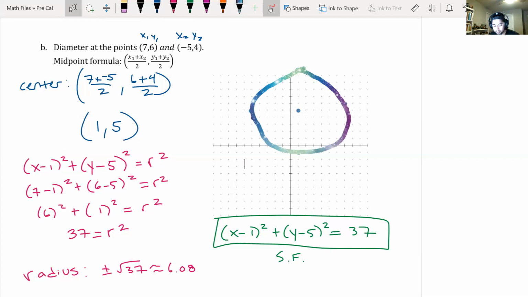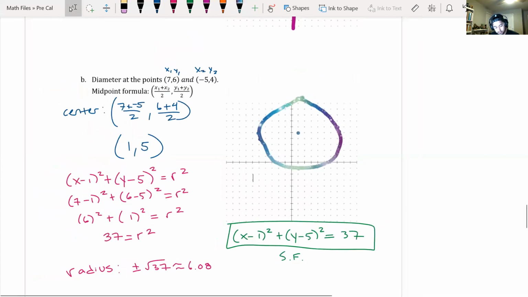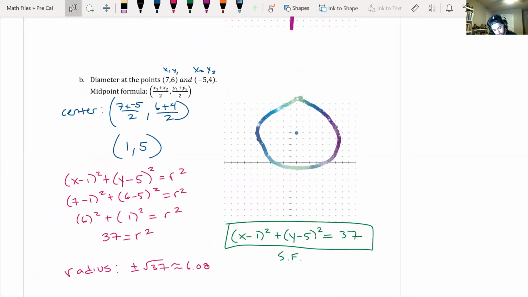Good question. Yes, go ahead. Could you use either point, like the first one or the second one, to figure out the radius? Or does it matter which point you use? It doesn't matter. You can use 7, 6, or you can use negative 5, 4. Either way, you're going to get 37. Good question.